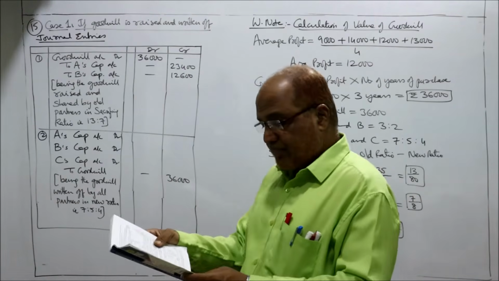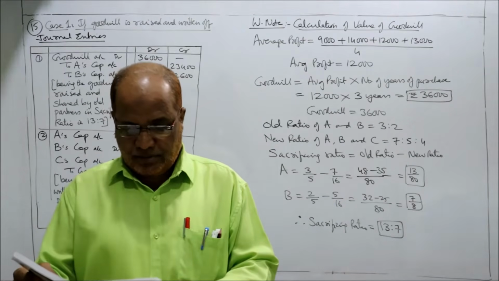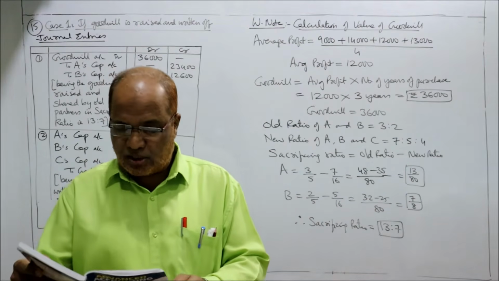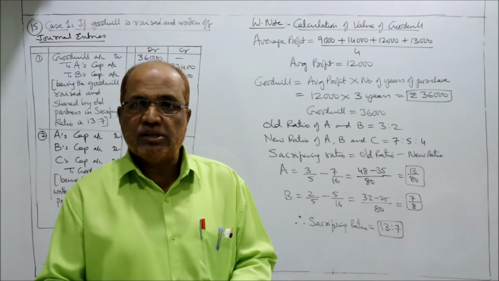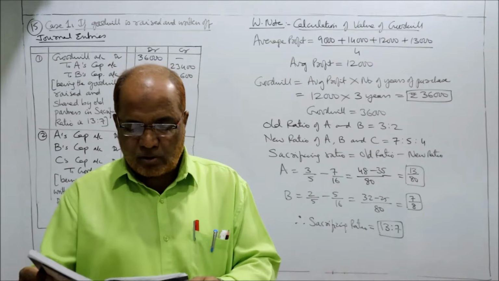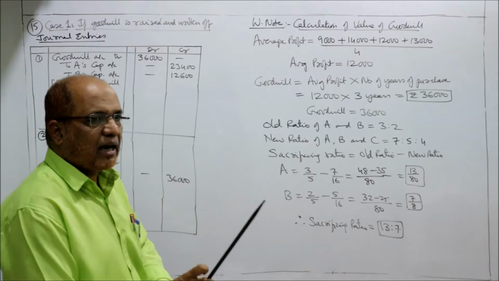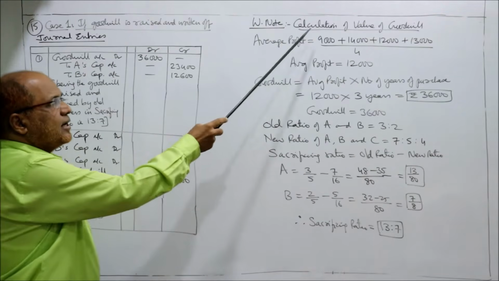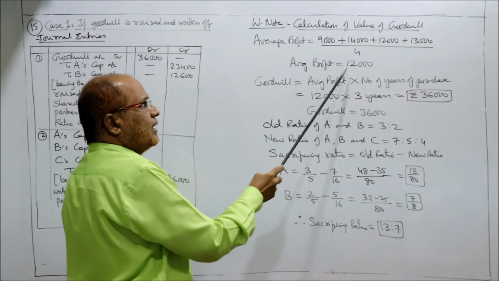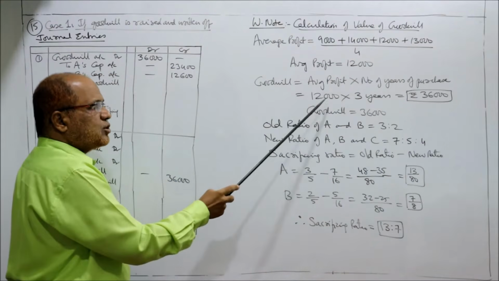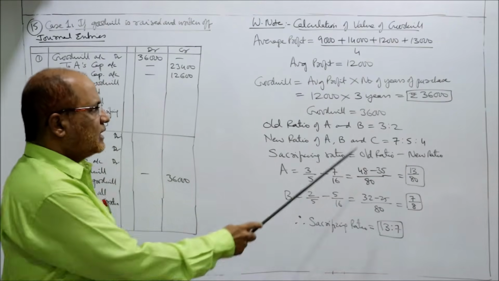15th problem. Just now we have discussed A and B are two partners, capitals are given, and the partners share profits and losses 3:2. C was admitted as a partner on the condition that he would pay 20,000 capital. Goodwill was to be valued at 3 years' purchase of average profit of the last 4 years. So you can see here how we have calculated the goodwill. Calculation of the value of goodwill, average profit. Add up all the profits, divide by 4, you will get 12,000. Goodwill is equal to average profit, 12,000 into 3, 36,000. So goodwill of the complete firm is 36,000.